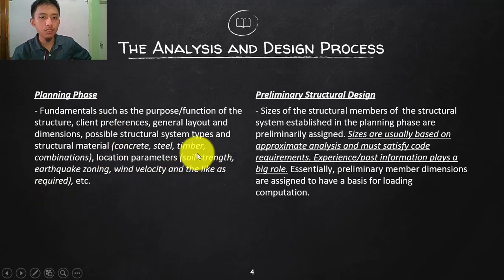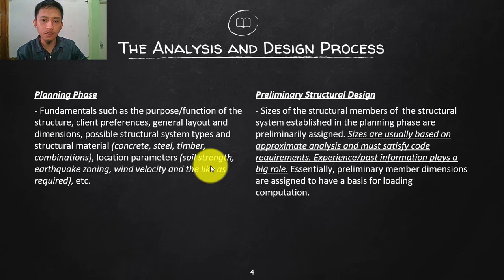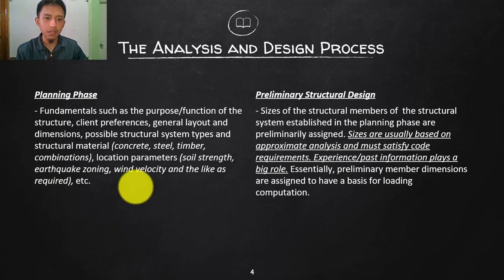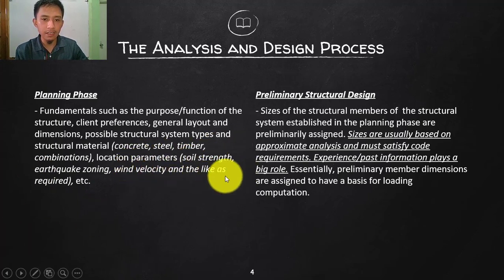So the important things to include in the location parameters are the soil strength, or the soil parameters, the properties of the soil. So that is important. Earthquake zoning. Okay, since here in our place we are prone to earthquakes, that is also a very important requirement. And then wind velocity, the same thing. And others like it, as required, of course, by the project itself, and other things to do.